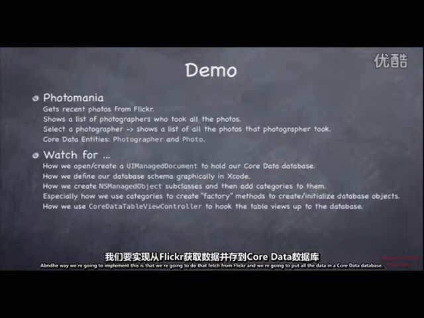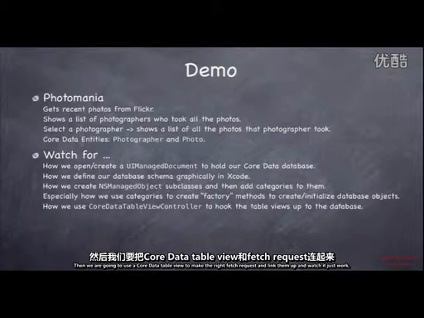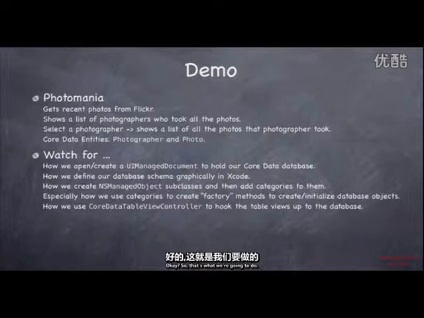And the way we're going to implement this, though, is we're going to do that fetch from Flickr, and we're going to put all the data in a Core Data database. And then we're just going to use a Core Data table view to make the right fetch request and link them up and watch it just work. Okay? So that's what we're going to do.